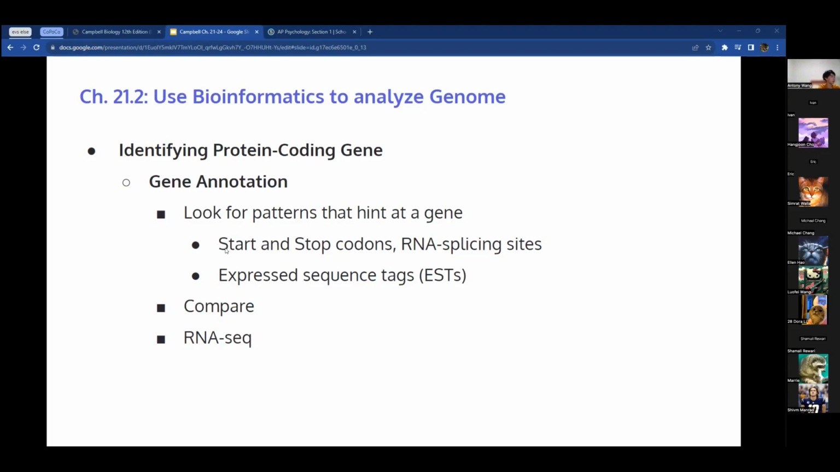After you look for these specific DNA things, you compare them with your DNA segment, and then you can use RNA-seq, which is basically you take RNA, transcribe it back into DNA to find out whether or not the gene is actually being expressed.